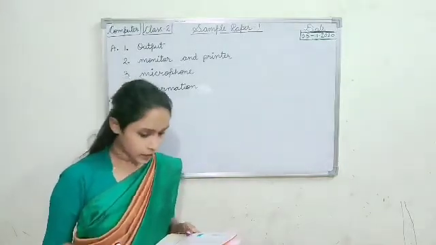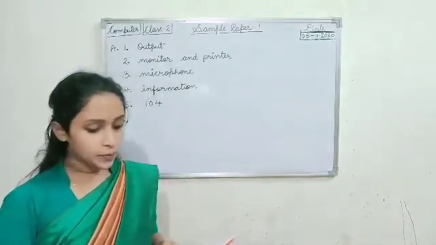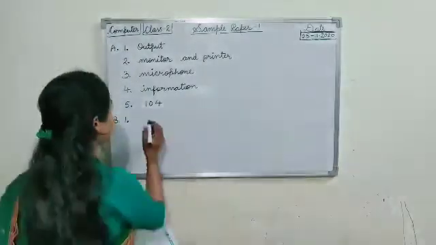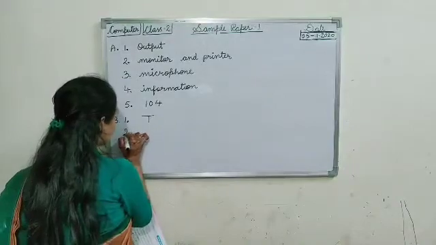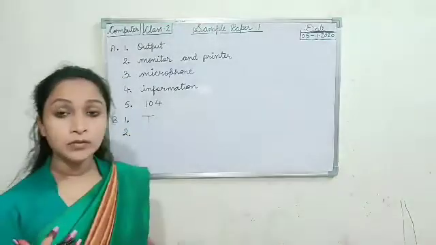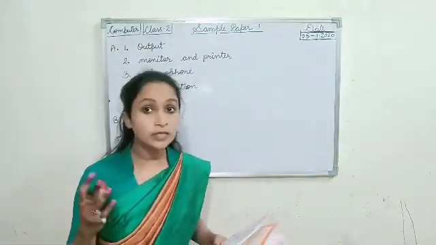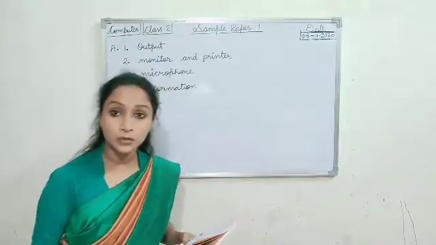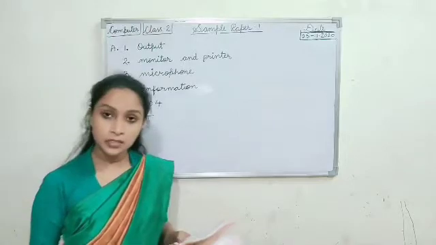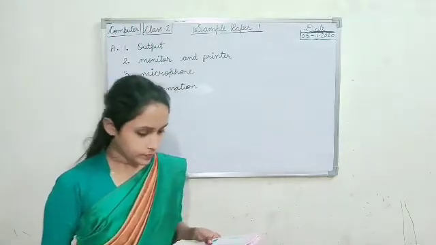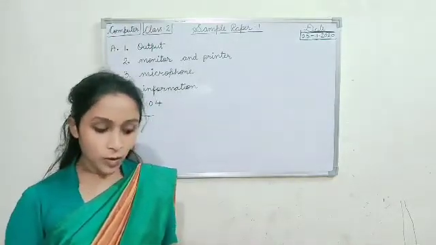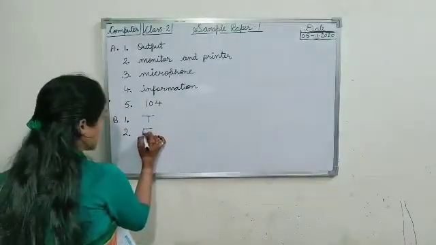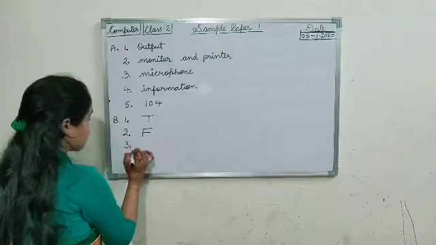True, false. A computer can do many jobs at the same time. Yes, a computer can do many jobs at the same time. Can we do more than one job at the same time? No, we can't. Man can't, but a computer can do more than one job at the same time. Computer is not a costly device? Computer is a costly device. False.